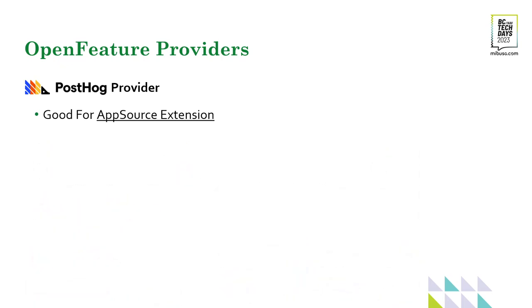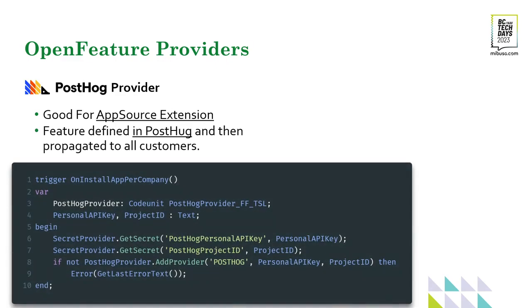Now, in terms of defining features in a PostHog environment, you're not defining them anymore in your AL because it's all defined within a third-party service. But what you should do is tell Open Feature for AL to connect to this service. This is where, in your install code unit, you need to use the PostHog Provider API to pass some information about how to connect to your backend service.